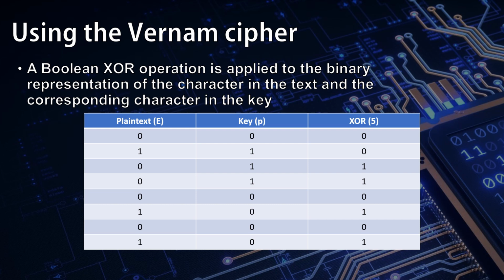in the text and the corresponding character in the key. So if the first character in the plain text was a capital E and the first one in the key was P, we would perform an XOR as you can see here.